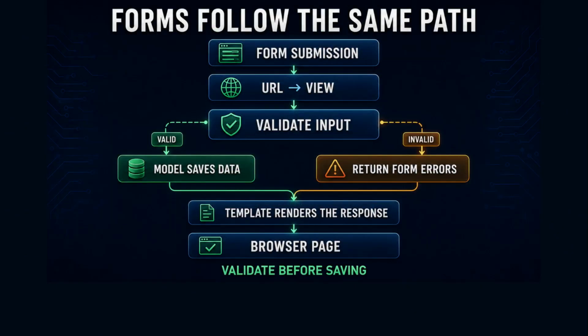Forms travel through essentially the same path. A browser submits form data to a URL. The URL configuration selects a view, and the view validates the submitted values. If the data is valid, a model can save it. If it is invalid, Django returns the form with error messages instead of saving bad data. In either case, a template renders the next response, and Django sends another page to the browser. The extra step is validation. Submitted data is checked before it is trusted or stored.